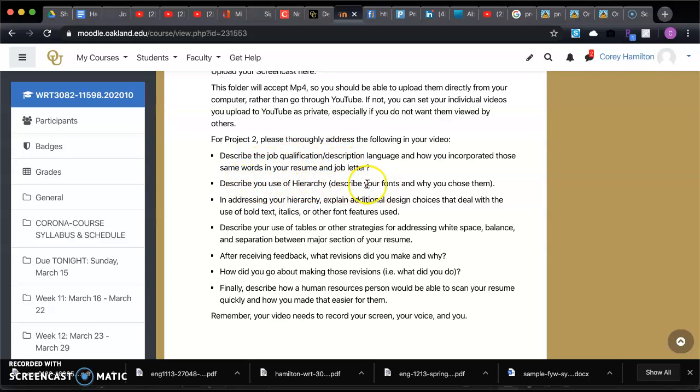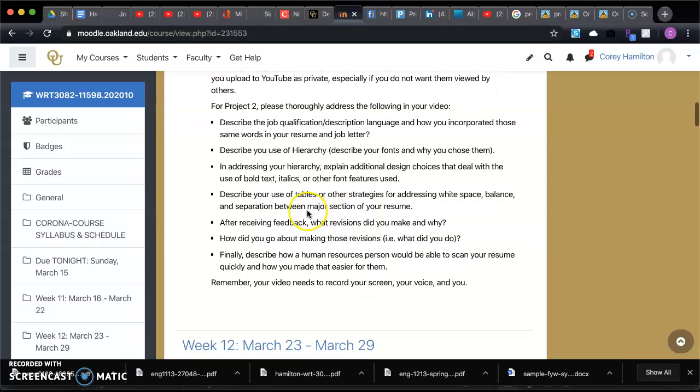Hierarchy, this is something here I really want you to think about with fonts and why you chose them. Maybe you talk about serif and sans serif, maybe why those particular ones worked well together, how you think it made it more readable. Then in relation to your fonts, how did it go from top to bottom, so to speak? Bold text, italics, and other font features that you used.